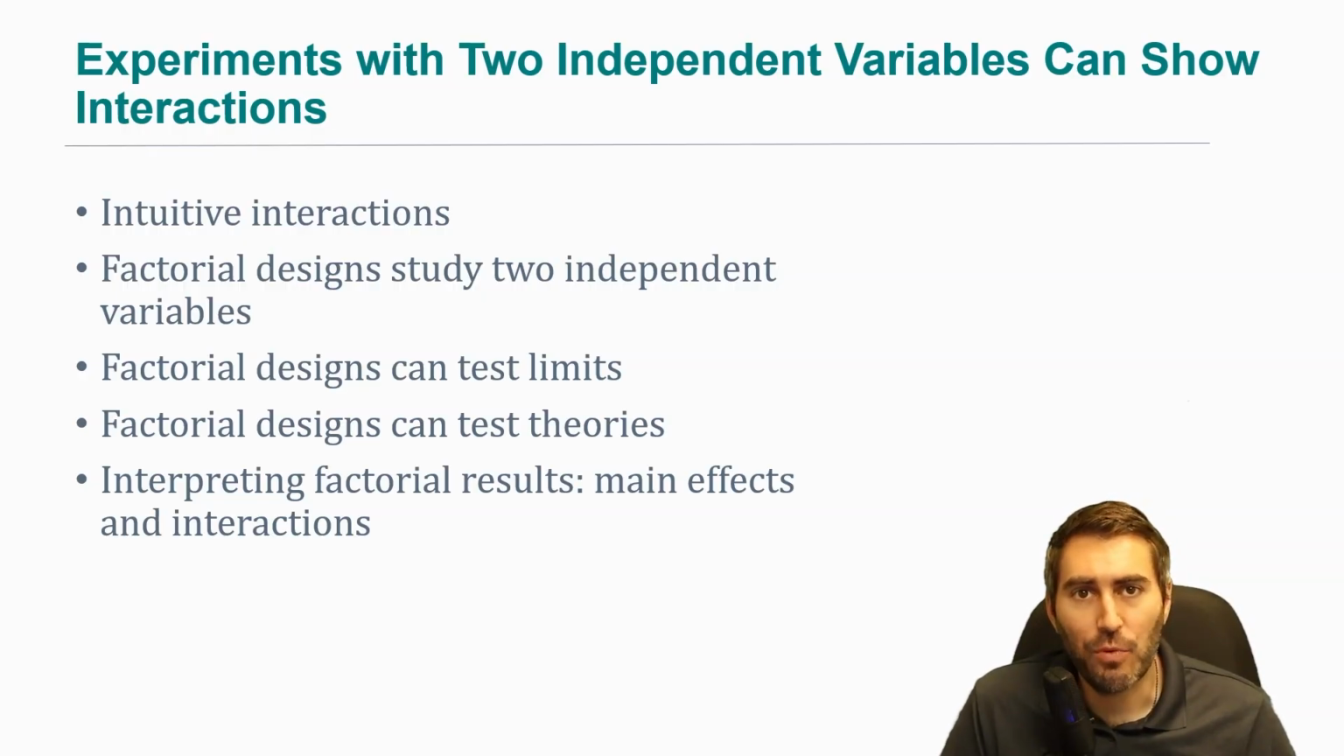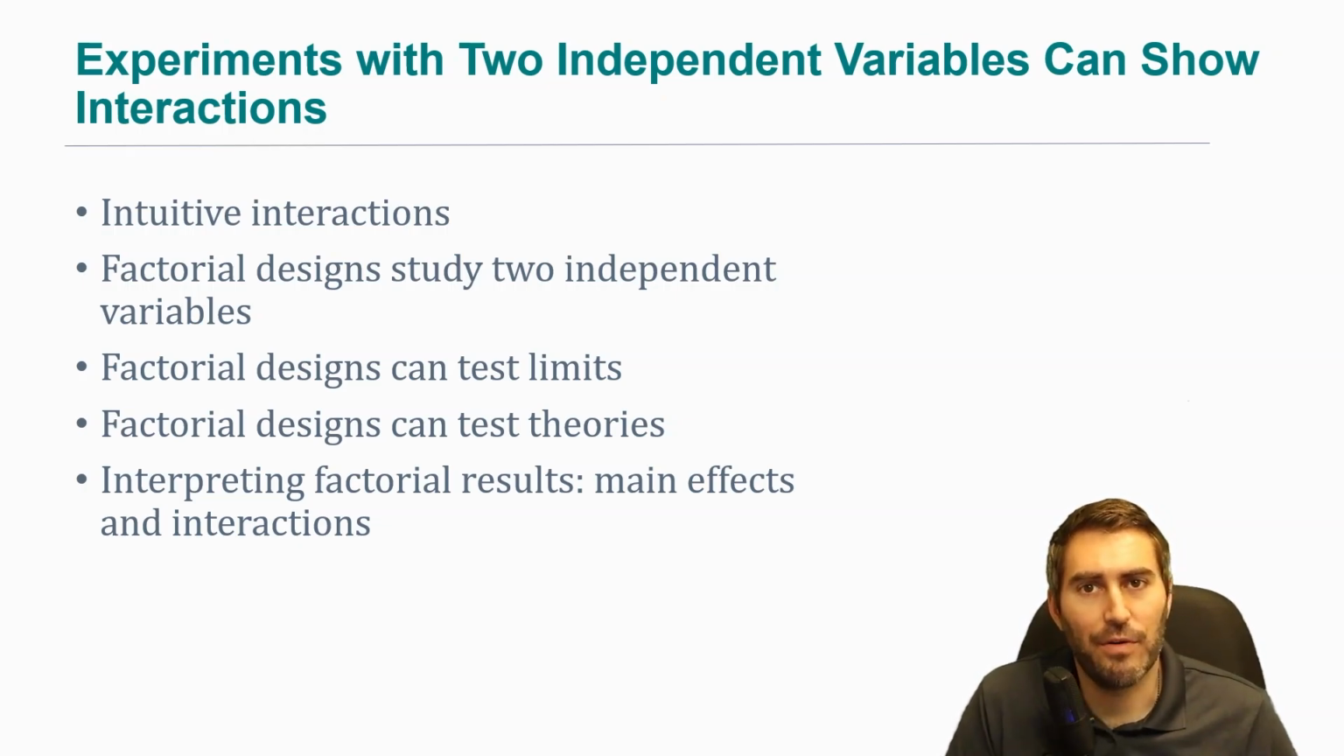A mathematical way to describe an interaction between two independent variables is a difference in differences. In other words, it's the effect of one independent variable, such as cell phone condition versus no cell phone condition, on the level of the other independent variable. For example, reaction times of older adults versus younger drivers.